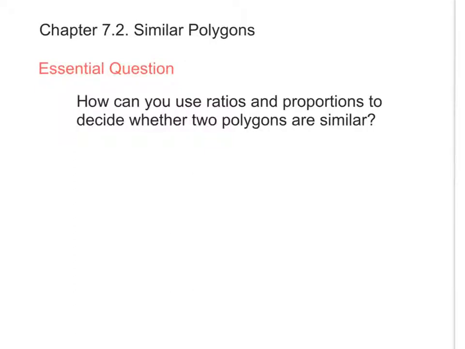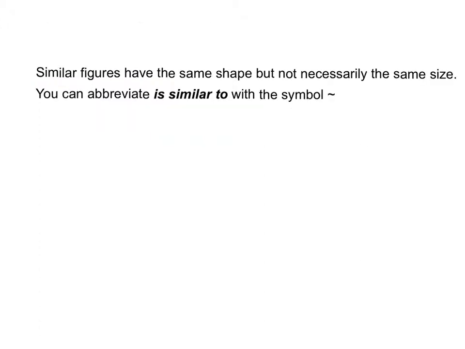Chapter 7.2 is Similar Polygons, and our essential question is, how can you use ratios and proportions to decide whether two polygons are similar? Similar figures have the same shape but not necessarily the same size. You can abbreviate the words "is similar to" with this symbol.